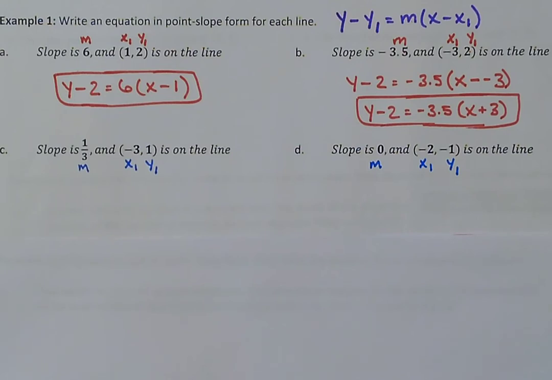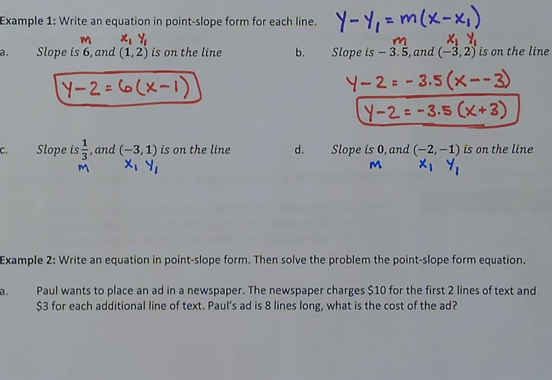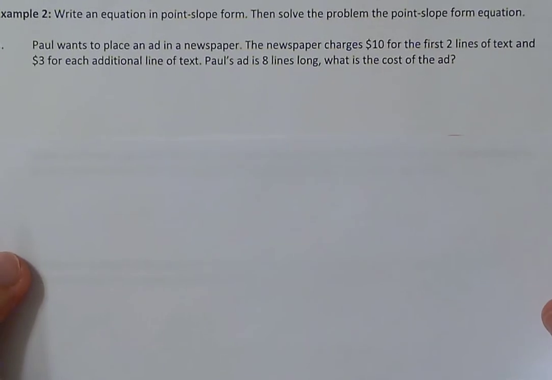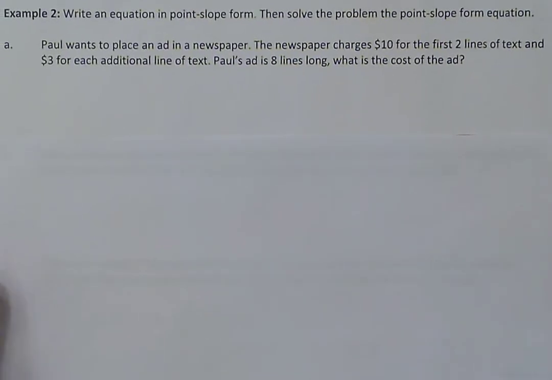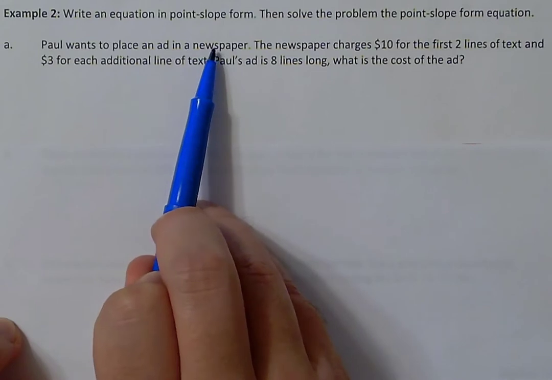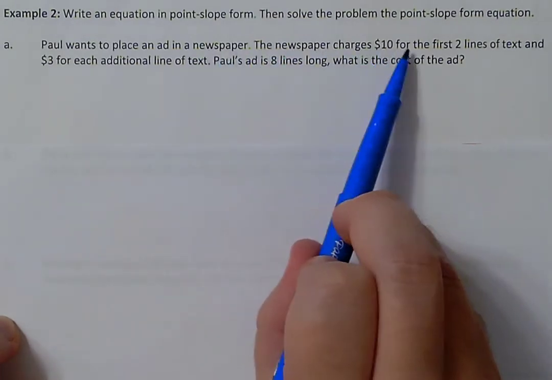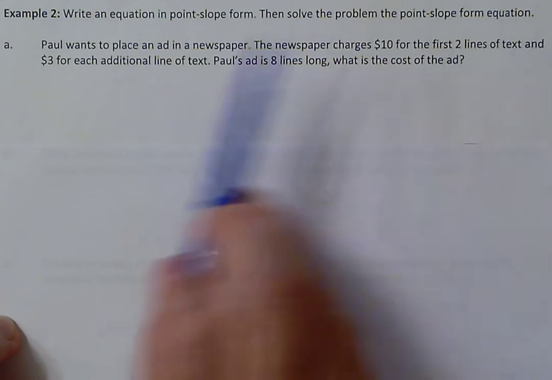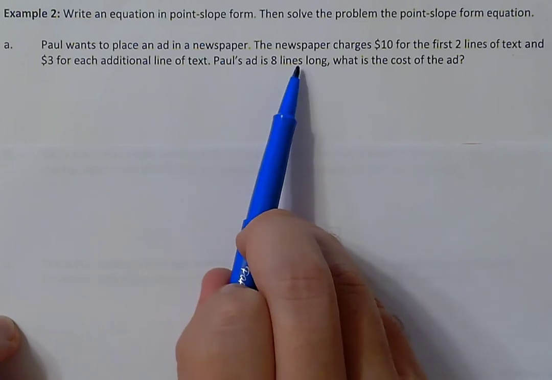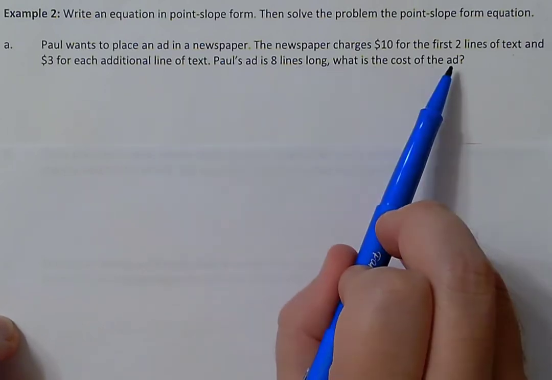All right, with that said, let's go ahead and move on to example 2, which is going to ask us to write an equation in point-slope form and then solve the problem using point-slope form. For part A, they state, Paul wants to place an ad in a newspaper. The newspaper charges $10 for the first 2 lines of text and $3 for each additional line of text. Paul's ad is 8 inches long. What is the cost of the ad?